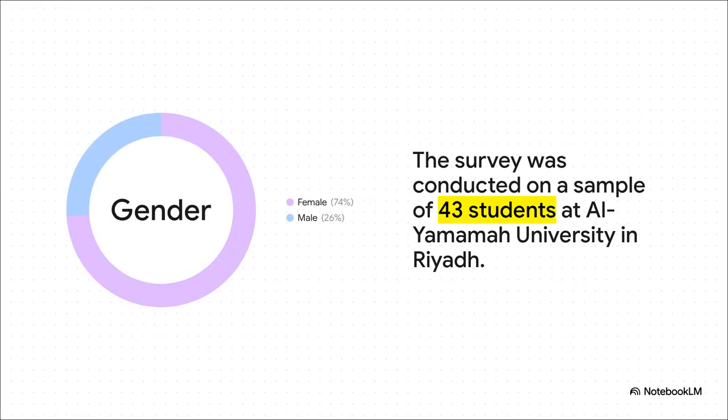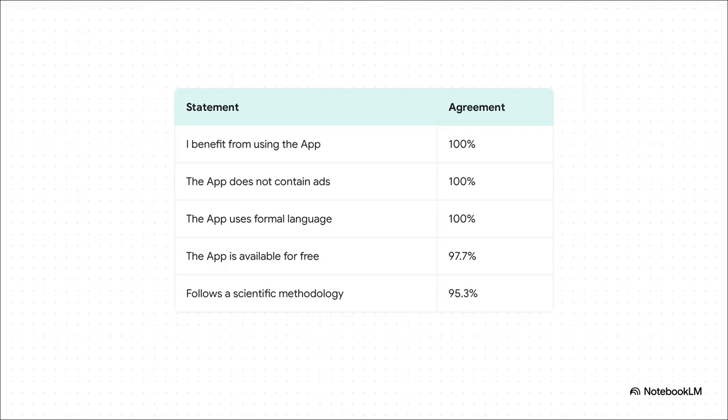And where did this super reliable data come from? It was gathered from a group of 43 students at Al Yamama University in Riyadh, all of whom were using the app as part of their Arabic courses. The feedback they got was frankly incredible. The agreement rates were through the roof.